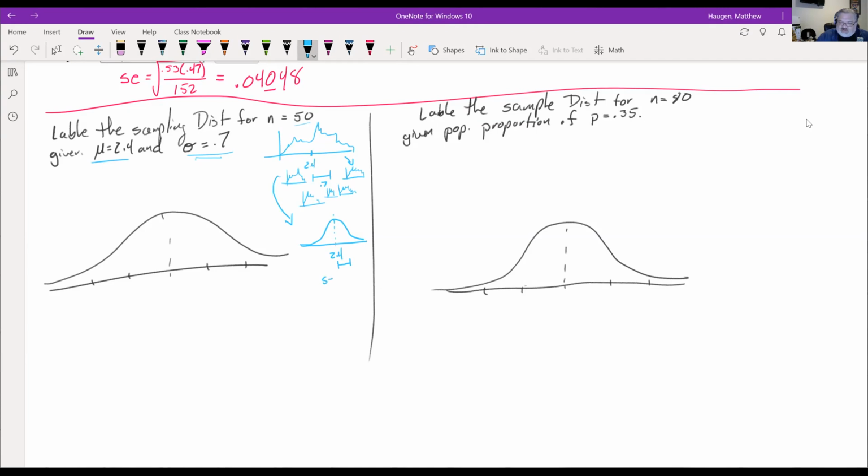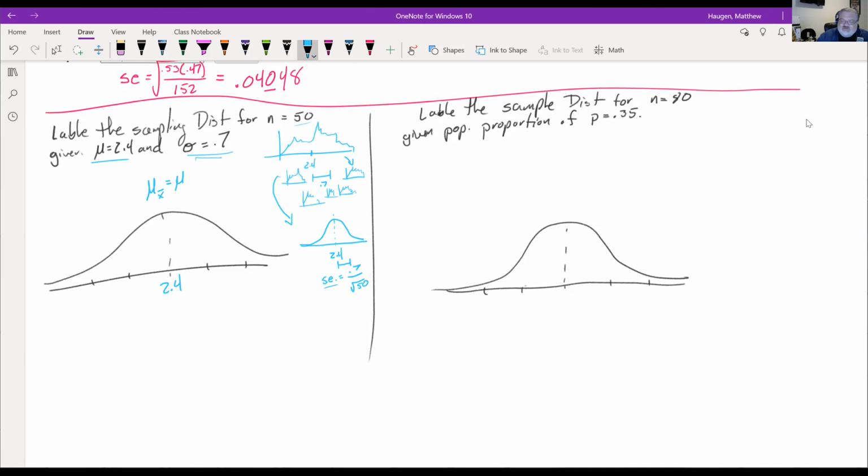How much smaller? Well, smaller by the square root of our sample size. So we're going to take that original standard deviation divided by the square root of that sample size, and that'll give us the standard error for that sampling distribution. Fair? So this one would be centered at the population mean; the average for our sampling distribution is equal to the average for our population.